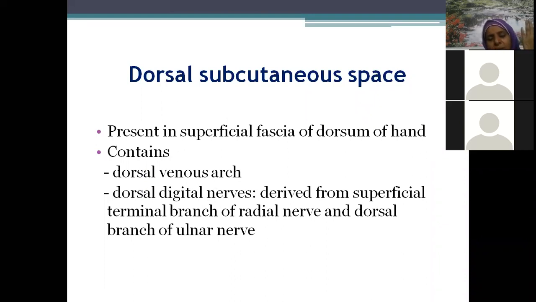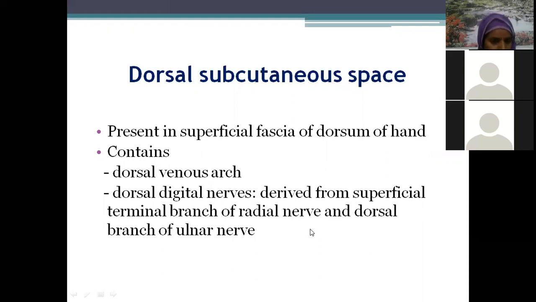Medial continuation. What is the name of the vein? Basilic vein. Dorsal. Thumb or little finger? Thumb means little finger. We have basilic vein. Basilic. Cephalic vein.